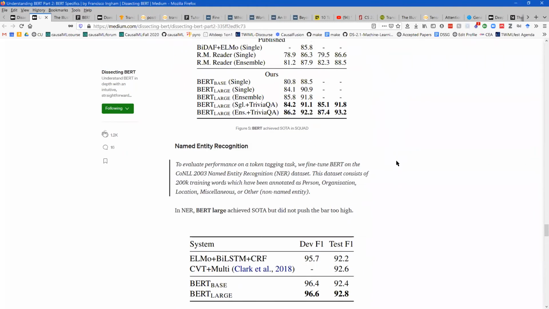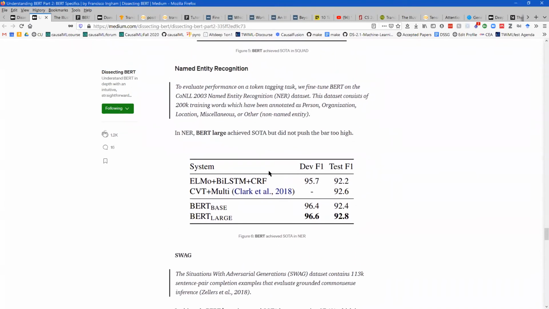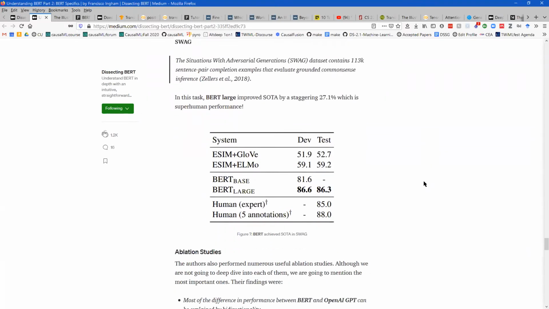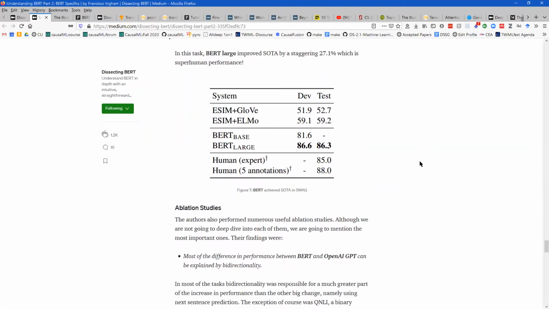Then some of these tasks, I don't see an OpenAI benchmark to compare with. Named entity recognition, we're comparing with ELMo, and I don't know what CBT is. And SWAG, I'm not sure what that task is, but again, we don't have a benchmark from GPT. But this was a huge improvement over whatever this previous record was.